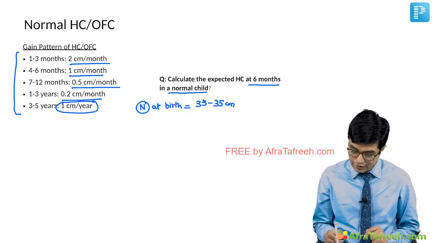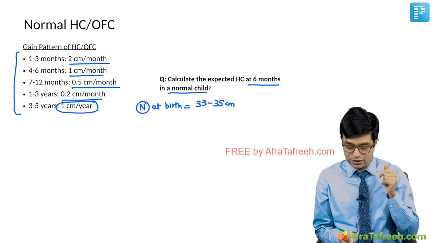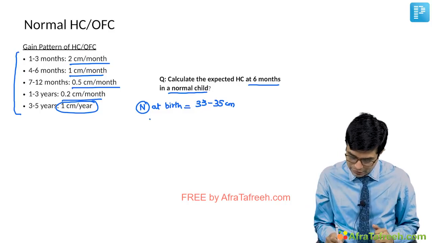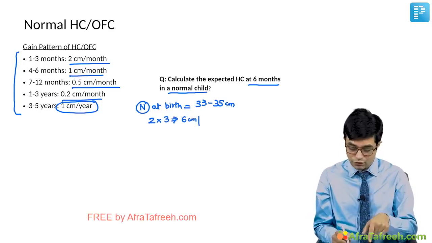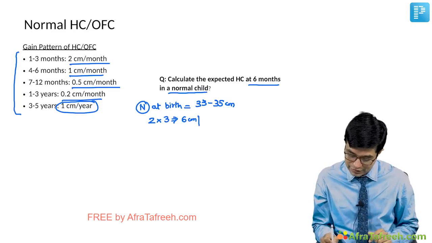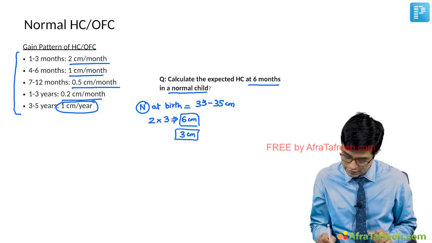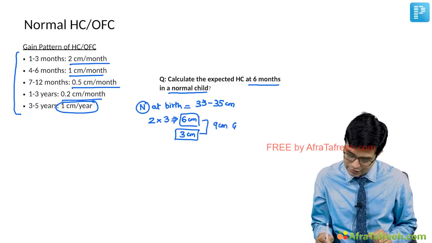Right? 1 to 3 months, the gain pattern is 2 centimeter per month. So 1, 2, 3 months. So 2 centimeter per month will be 2 multiplied by 3, that is 6 centimeter will be gained. Then 4 to 6 months, 4, 5, 6, 1 centimeter per month. So 6 centimeter will come first, then another 3 centimeter will come. So total you will add 9 centimeter to this. So total gain at the end of 6 months will be 9 centimeters.